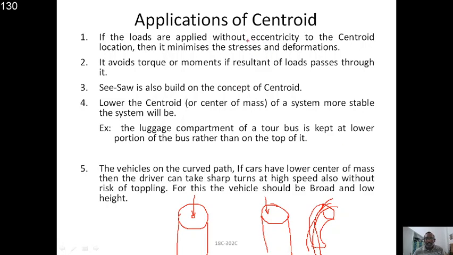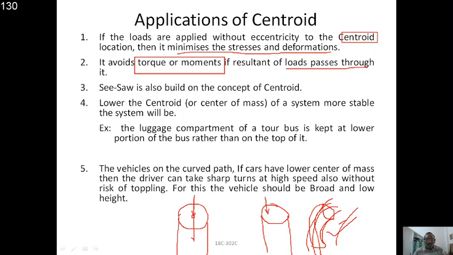Therefore, locating the centroid, or center of mass, is important to minimize the stresses and deformations, and applying the loads at the same point is essential to avoid torque or moment. In this situation, a moment, a turning effect, comes in, and that should be avoided. How can you avoid it? Just pass the loads through the centroid. Then there will be no turning effect and no torque.